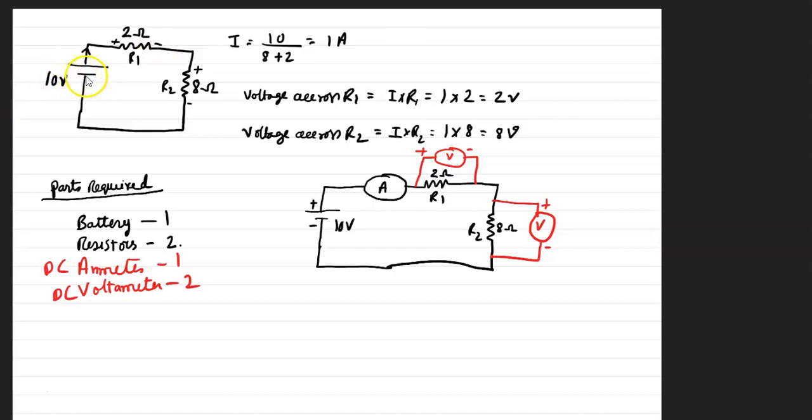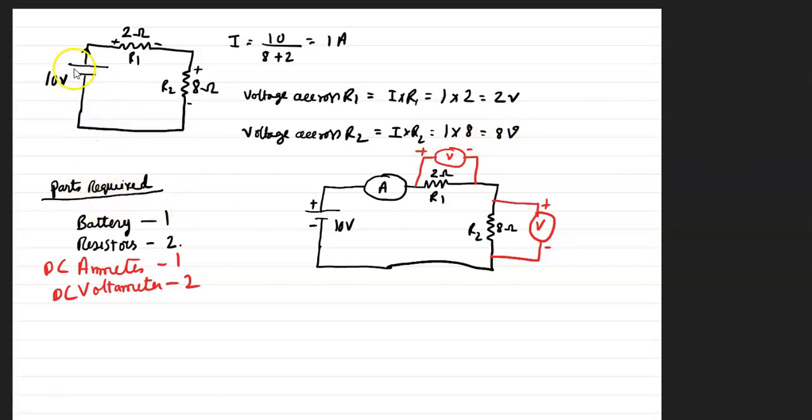I have got a battery source connected to two resistors in series. It's very easy to find the current from the battery. So the current is voltage divided by the total resistance. Because the resistors are in series, you'll have 10 divided by 8 plus 2, which is 1 amp. And the voltage across resistor R1 is the current through resistor R1 times the resistance, which is 2 volts. And the voltage across resistor R2 is the current through that and its resistance, 8 volts.